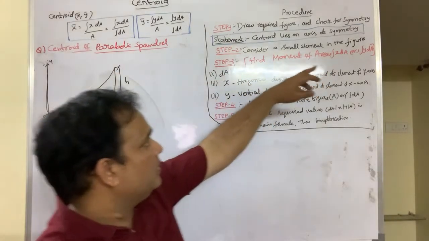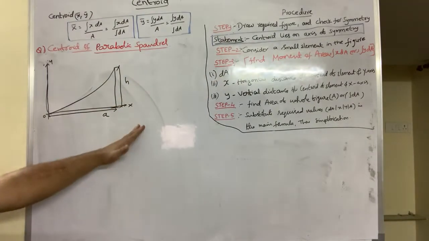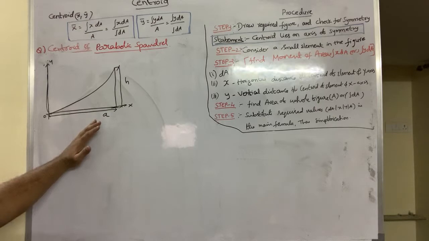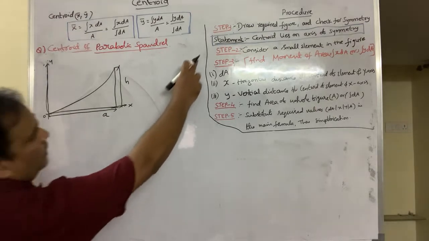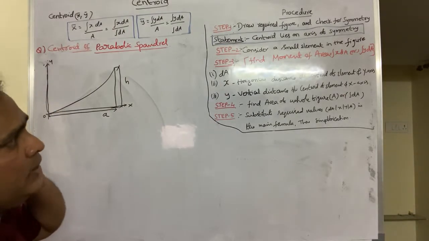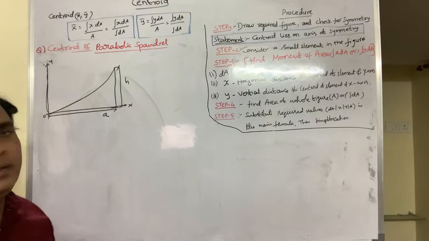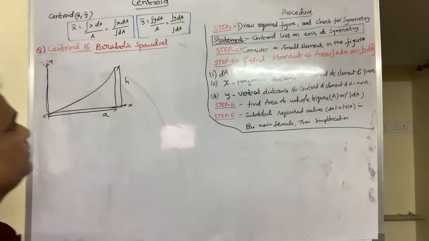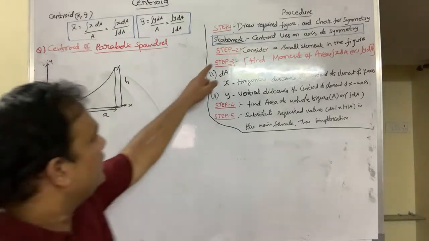Check for symmetry. Just by observing this figure, we can easily understand that it is neither symmetrical about the y-axis nor the x-axis. The statement says that the centroid lies on the axis of symmetry. Here there is no axis of symmetry, so this statement is of no use for this figure. Next is step 2.